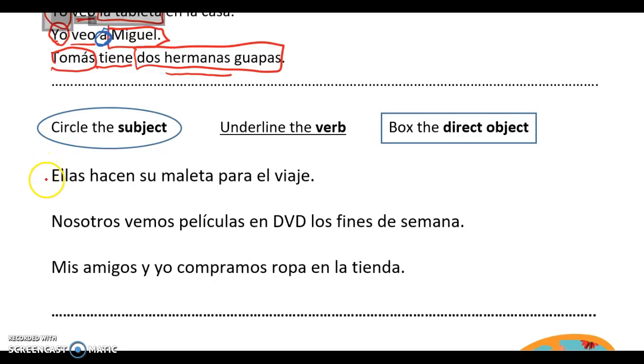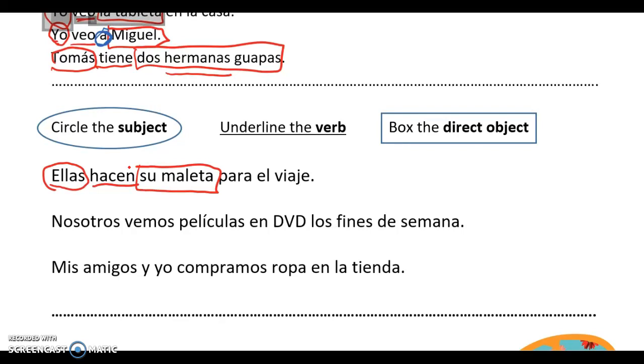Who packs their suitcase? Ellas pack their suitcase. And what are they doing again? Hacen. There's your conjugated verb. And what are they packing? They're packing their suitcase. Su maleta. There is your direct object. I'm so very sorry. All right, let's try again.